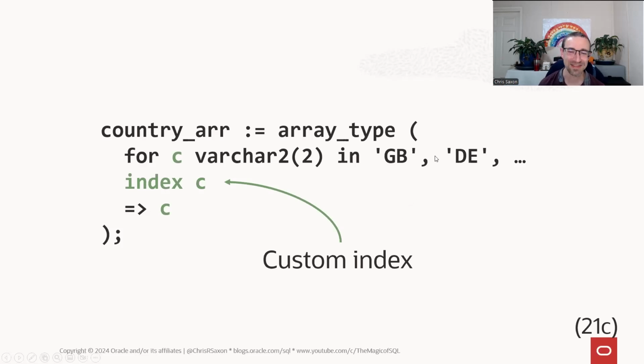But anyway, key thing here is I'm now using those country codes as the index values for the array. Okay, so pretty neat, pretty handy, right? Pretty useful for initializing our array of countries. However, it gets even more interesting and more useful.